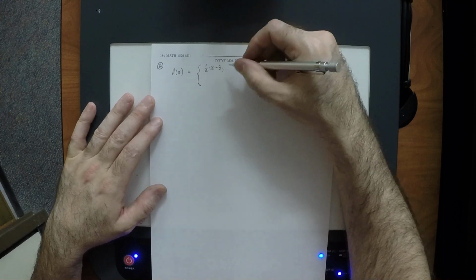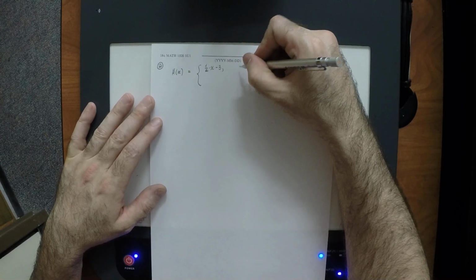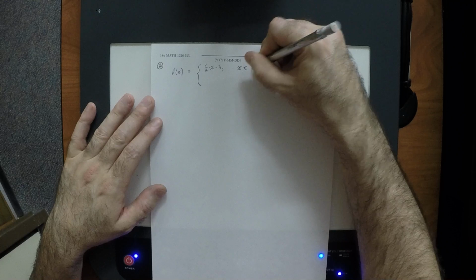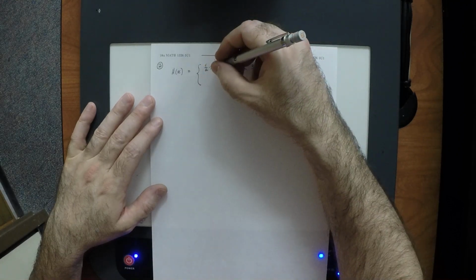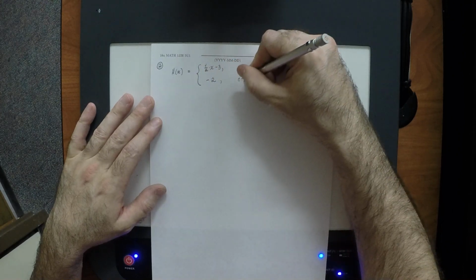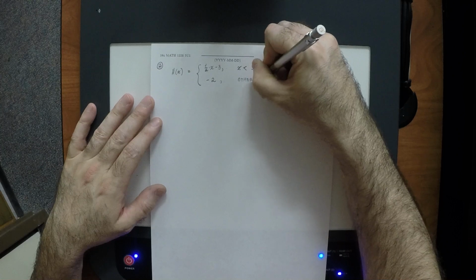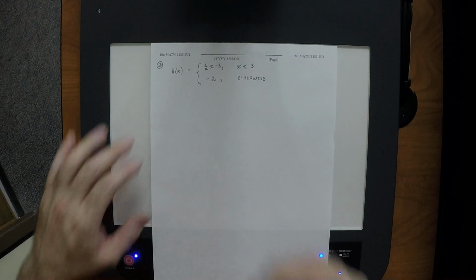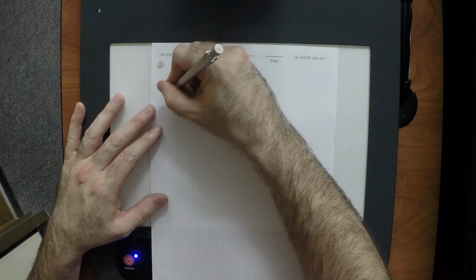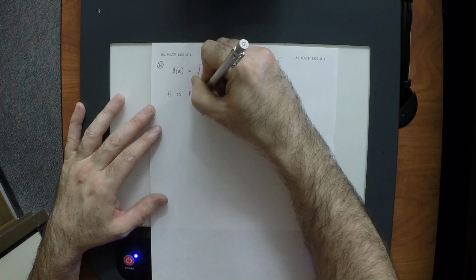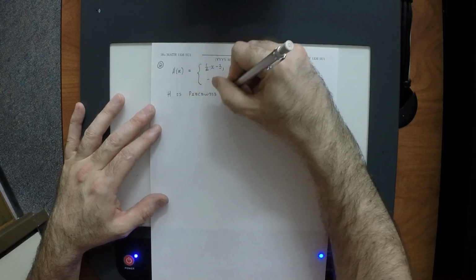when, let's say, I don't know, x less than 3, and it's equal to, how about, say, negative 2 otherwise. So a function given in this kind of style is called piecewise defined. So h is piecewise defined.